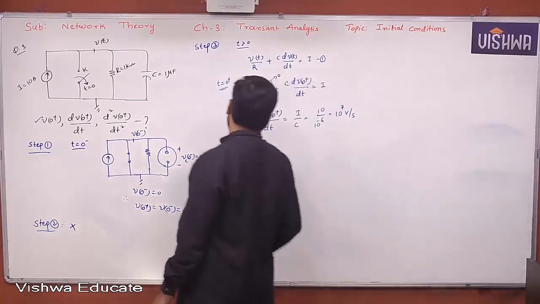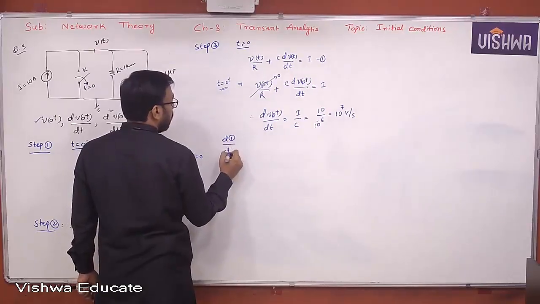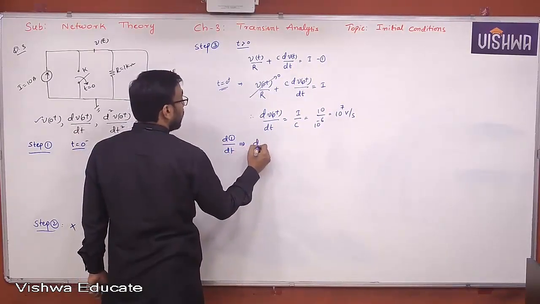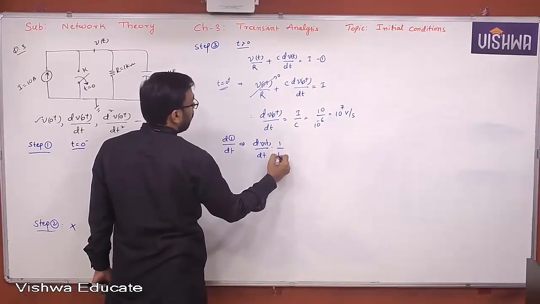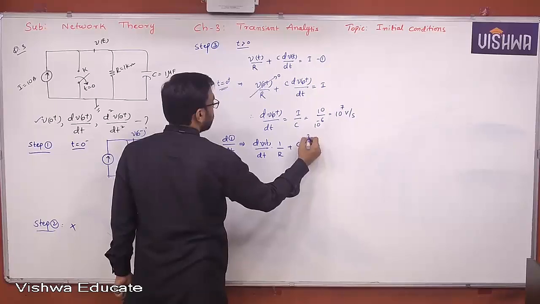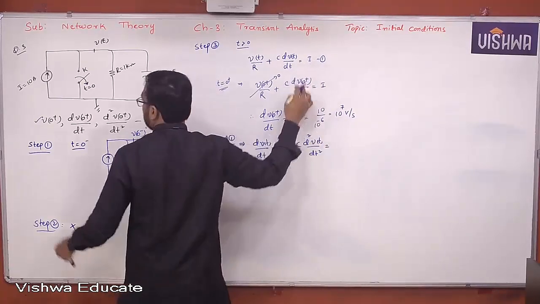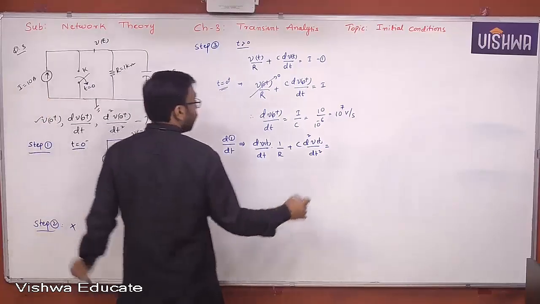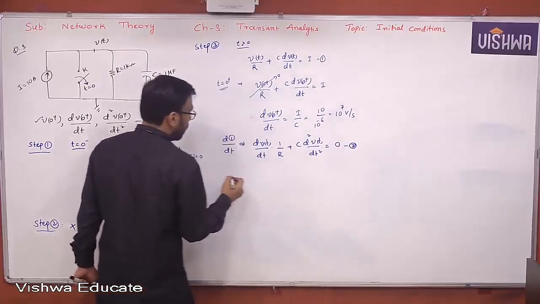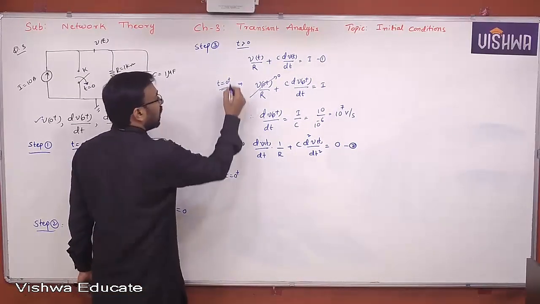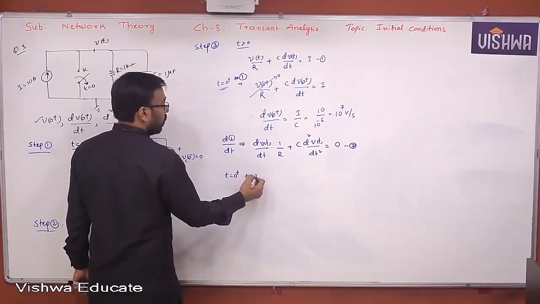Next, we want higher order. Let us again differentiate equation 1 by dt. It will give you dV of t by dt into 1 by R plus C d square V of t by dt square is equal to, since it is a DC, a constant value, therefore it will become 0. Let us take it as equation 2. Now let us apply t equal to 0 plus.